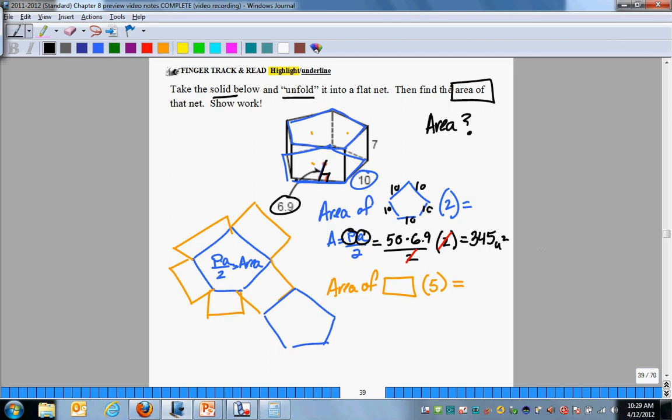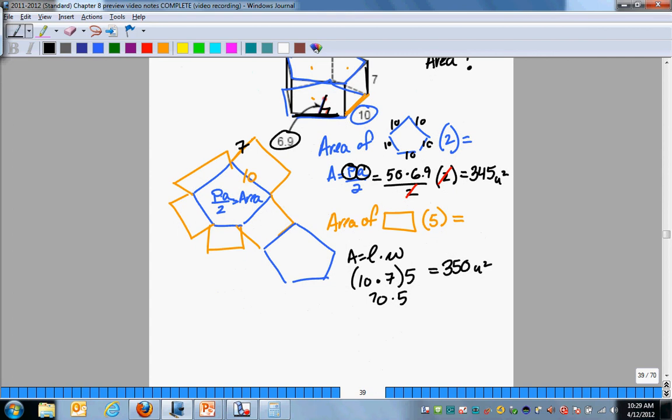Now our rectangle, one edge length of our rectangle is the same as 10 here. And then our height is 7. So area of a rectangle is length times width. My length is 10. My width is 7. That's 70 times 5. 5 times 7 is 35. That is 0. So I have 350 units squared.